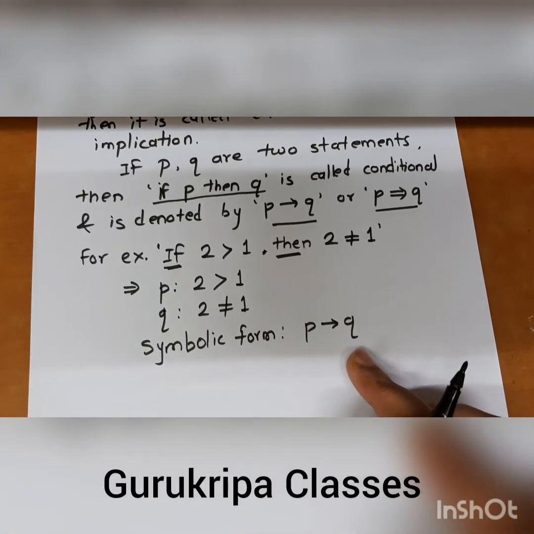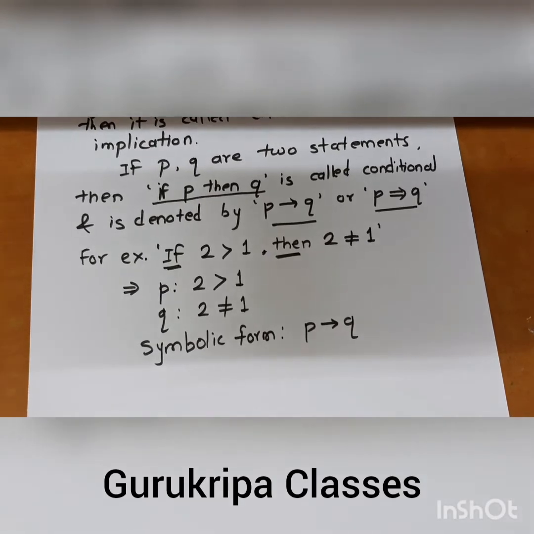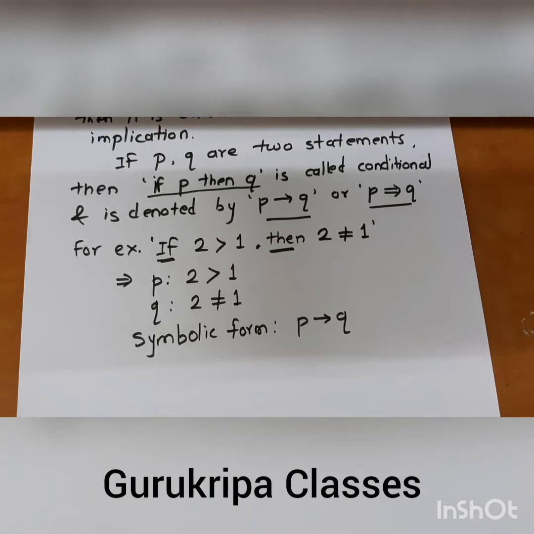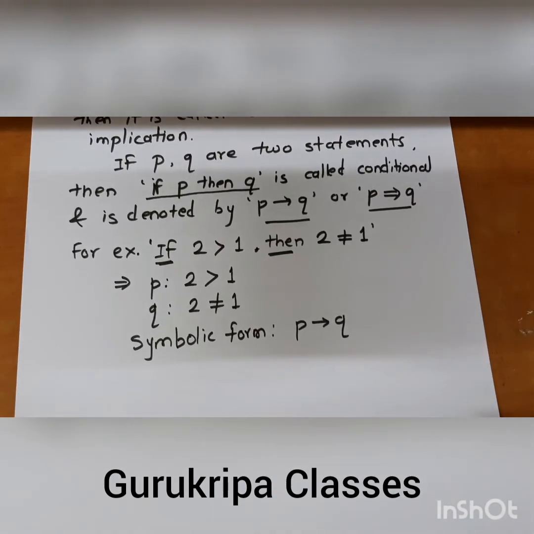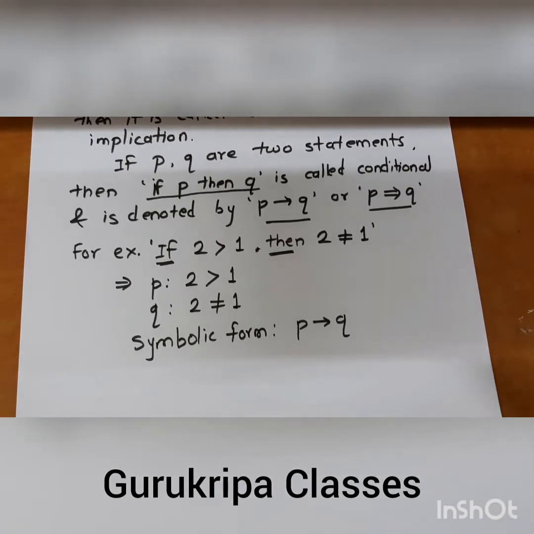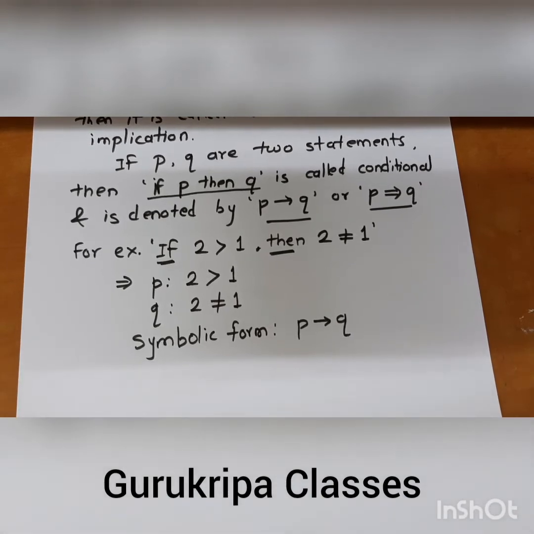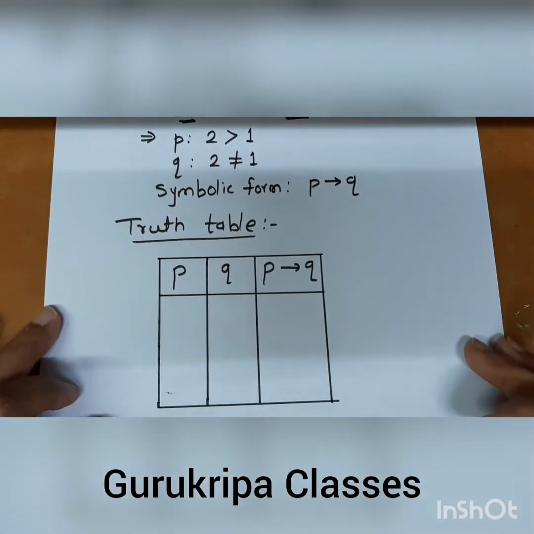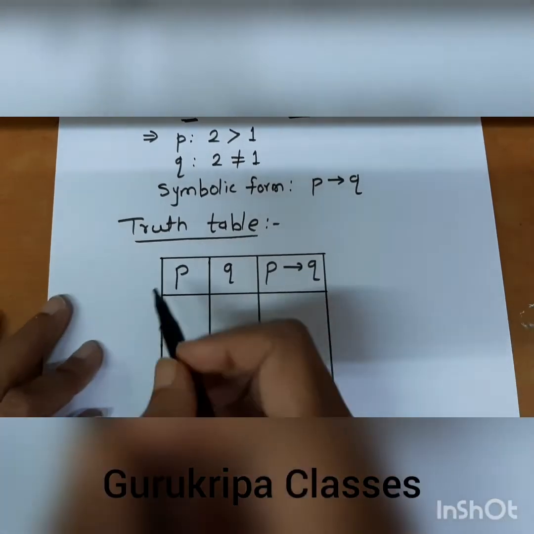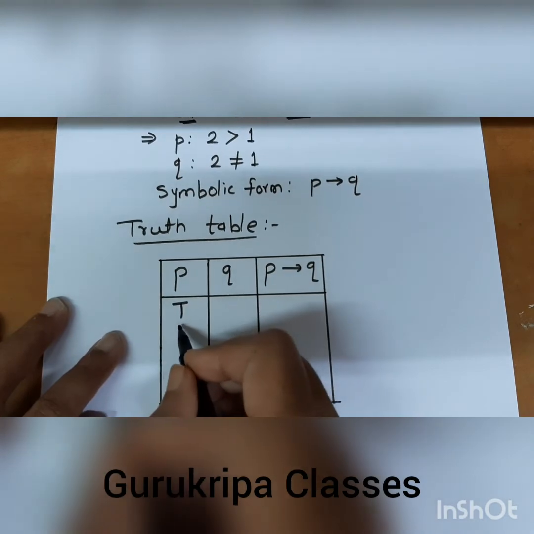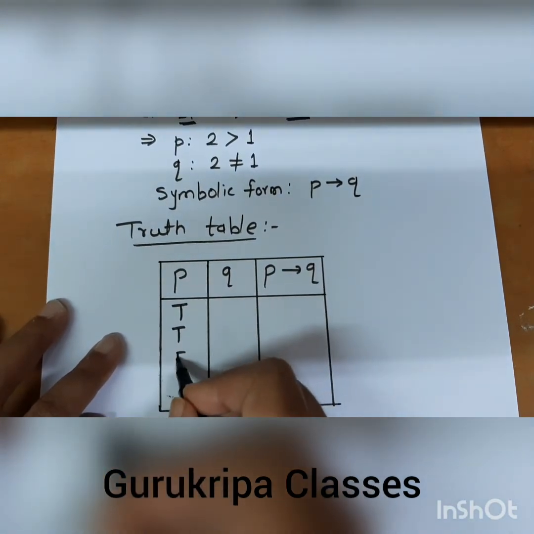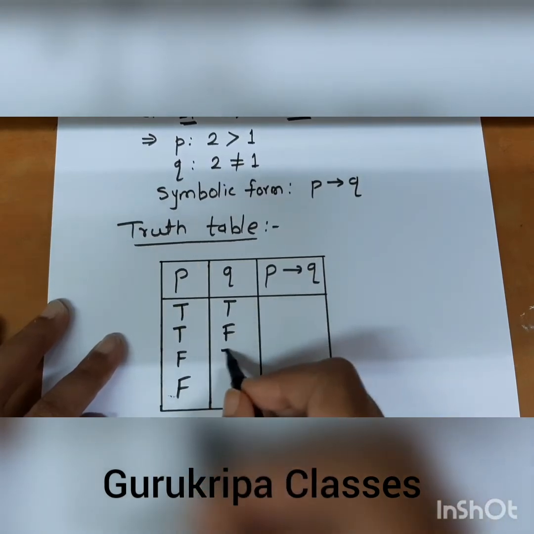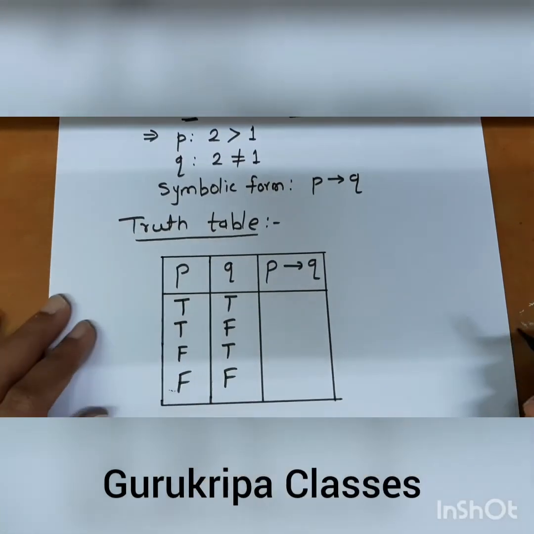Okay. So in this condition, we'll write the truth table again for another connective. We already have learned the truth table for conjunction and disjunction, and now we are going to learn the truth table for this conditional. So truth table for P implies Q, or implication or conditional. The conditions we will write here first. For P statement: true, true, false, false. For Q: true, false, true, false.